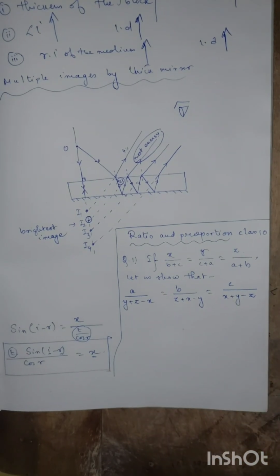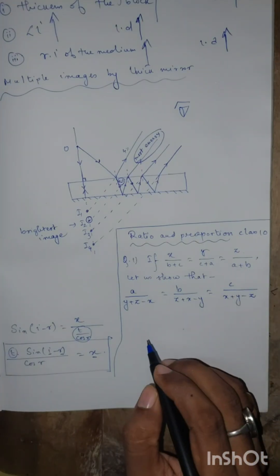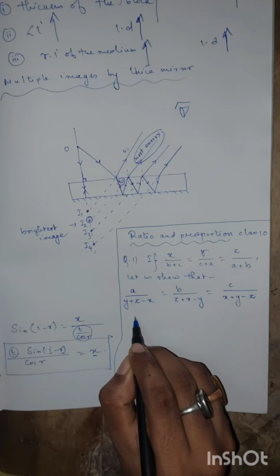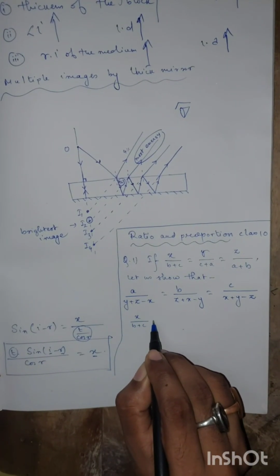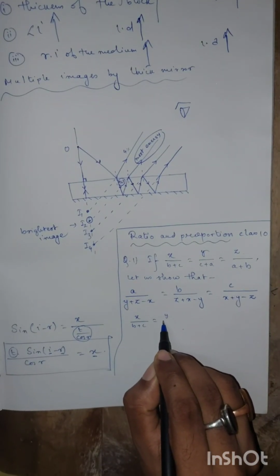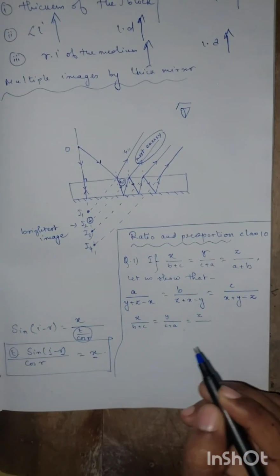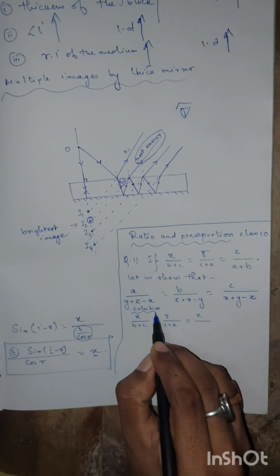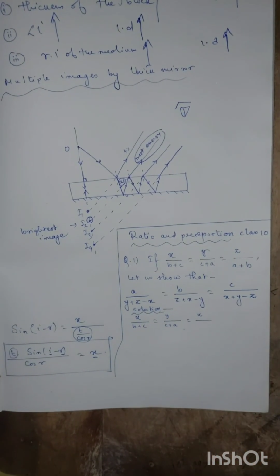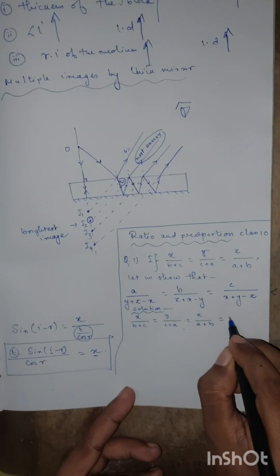Now we can use the given information. Let us write x by b plus c is equal to y by c plus a equal to z by a plus b is equal to k.